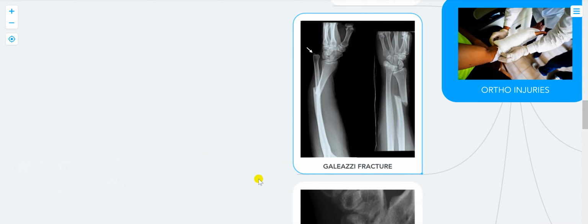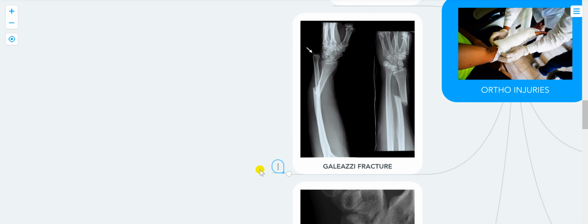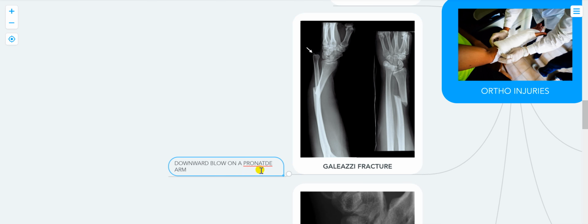Now, Galeazzi fracture. How does that happen? It usually happens due to a downward blow on the pronated arm. Radius struck first.